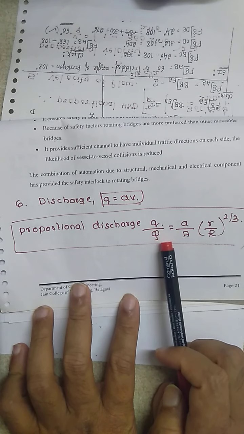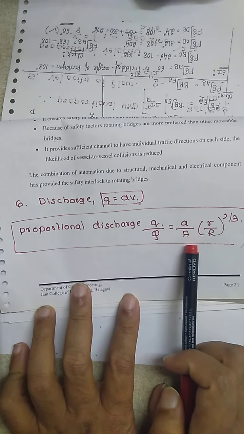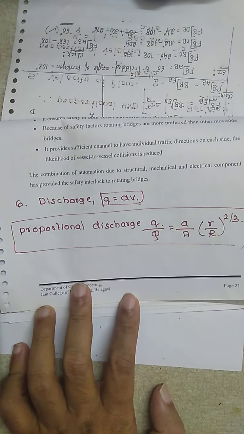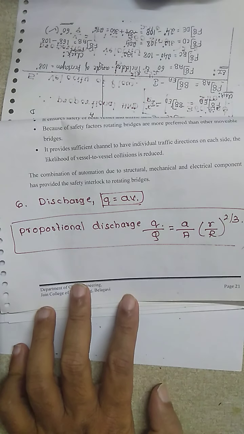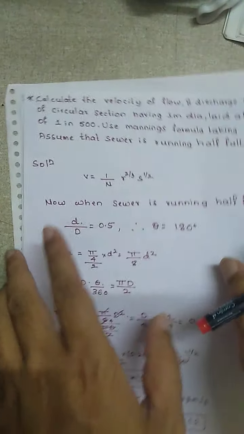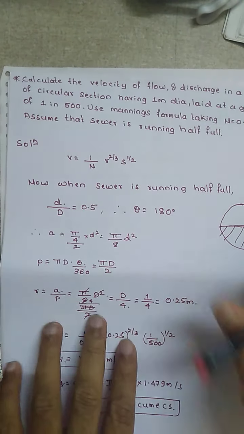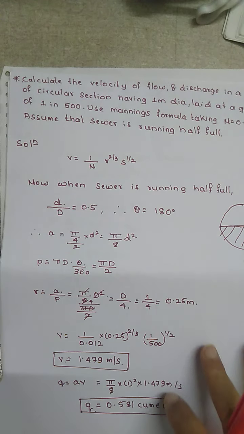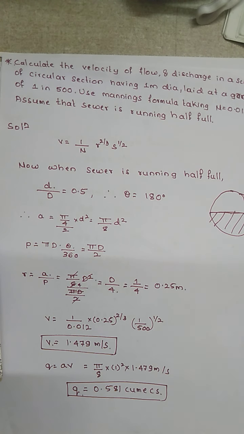So Q by capital Q is equal to small a to the capital A into r small r to the capital R raised to 2 by 3. So these are the different formulas that we are going to use. Now in these particular problems we are going to solve the problems based on whether it is flowing full, partially full or half full.